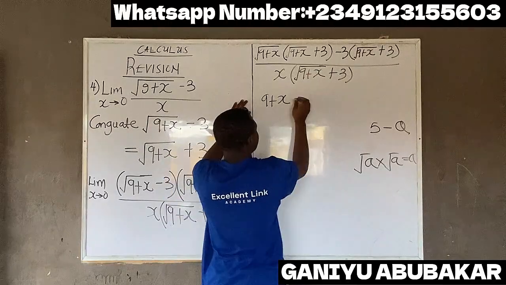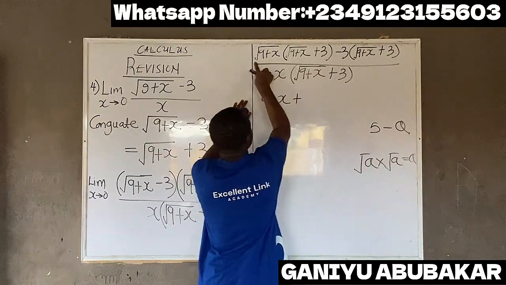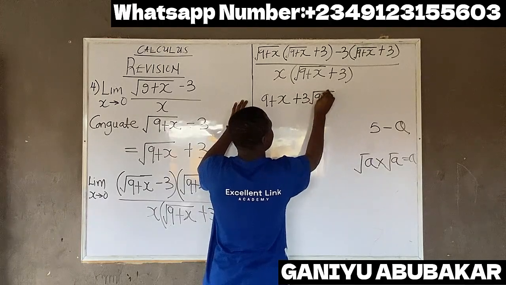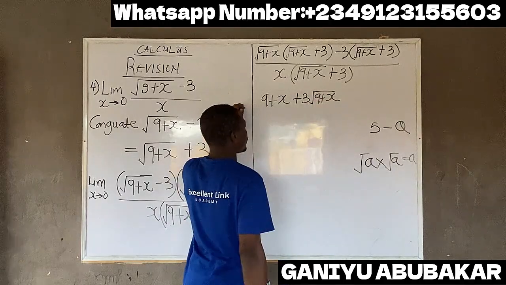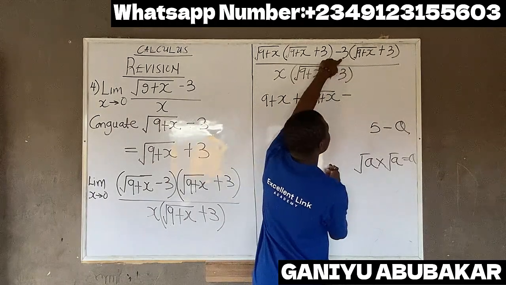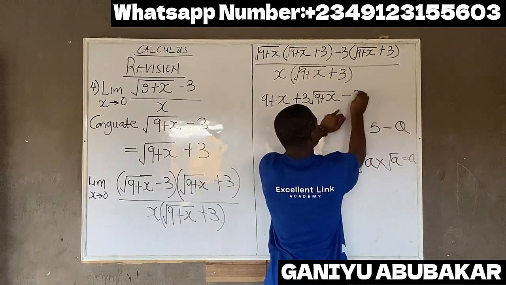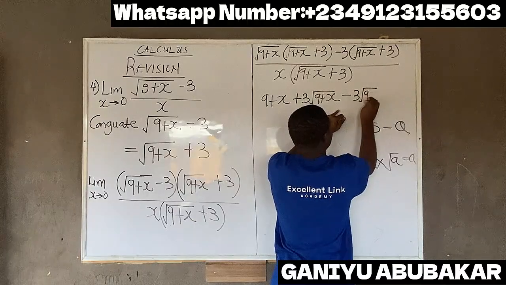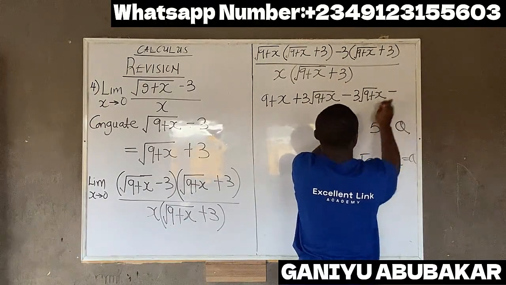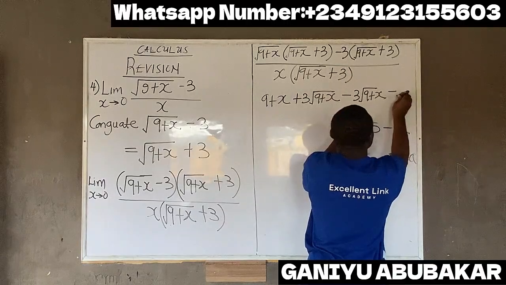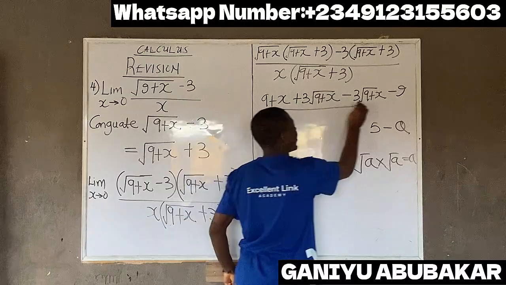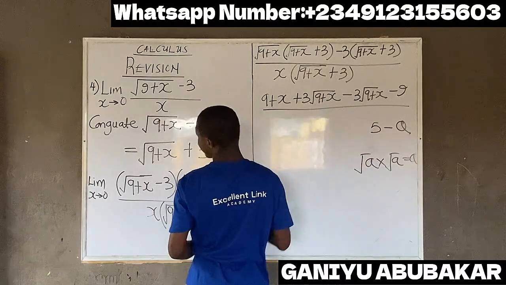I have plus sign, that's plus. 3 times root 9 plus x gives you 3 root 9 plus x. This one here is minus. I have minus 3 times root 9 plus x, that gives you minus 3 root 9 plus x. Plus and minus gives you minus. 3 times 3 gives you 9. Numerator is done. All over, I said keep the denominator pending.